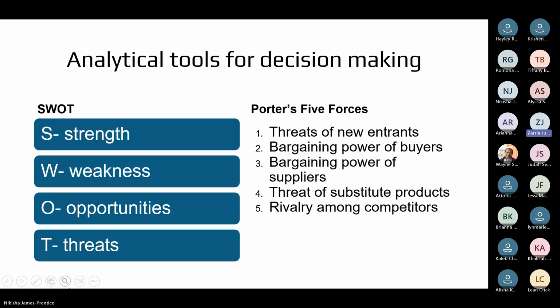Firstly, there's the threat of new entrants, which basically means there are new competitors in the market. Secondly, there's the bargaining power of buyers, which is basically the power consumers have over influencing price. Thirdly, there's the bargaining power of suppliers, which is the power suppliers have over production. Fourth, the threat of substitute products, meaning the risk of consumers switching to a cheaper and better alternative. And lastly, there is rivalry among competitors, basically the intensity of competition in the market.